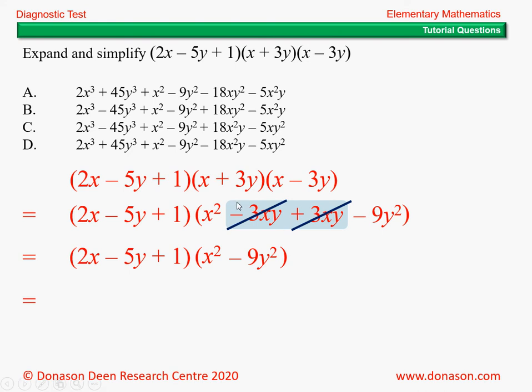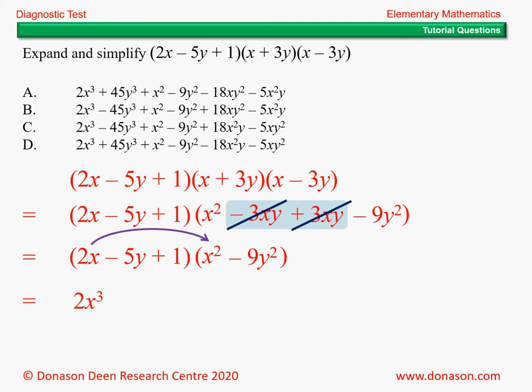Now that we have expanded the last 2 brackets, we've still got one more bracket to expand. So this one here, there are 3 terms. A term is separated from the others by either a plus or a minus sign. There's 2x as one term, minus 5y as another term, plus 1 as another term. And in the second bracket, we have got 2 terms, x squared and minus 9y squared. So there's 3 times 2. When we expand, we're going to have altogether 6 terms. So let's do that now.